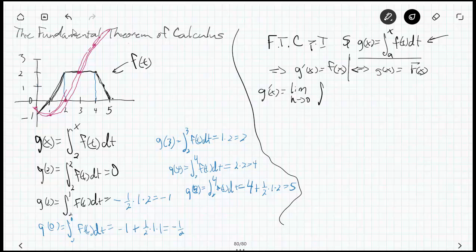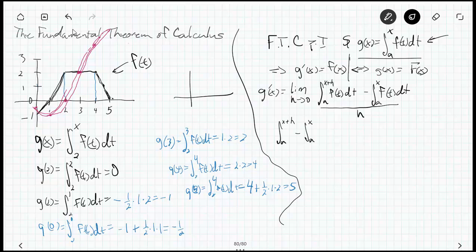This is going to be the integral from a to x plus h of f of t dt minus the integral from a to x of f of t dt, all over h. This is just g of x plus h minus g of x, all over h. That's all it is. Now, let's think about what happens here. Remember our addition: if I have the integral from a to x plus h minus the integral from a to x, then think about what's happening there.